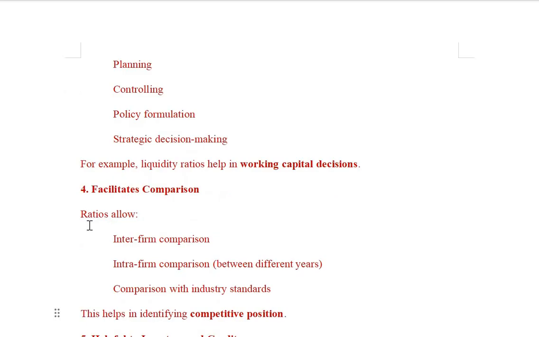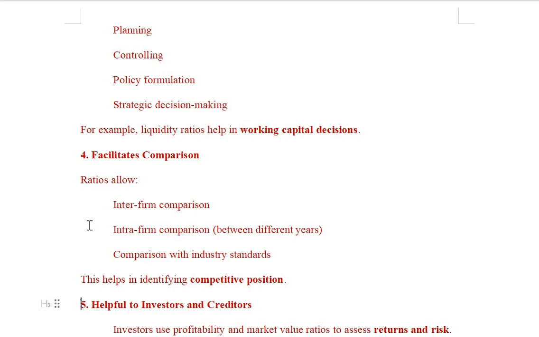The next one is financial comparison. Ratios are helpful for inter-firm comparison, and for comparing with the industry standard. All this comparison is helpful for the business to sustain in the competitive market.